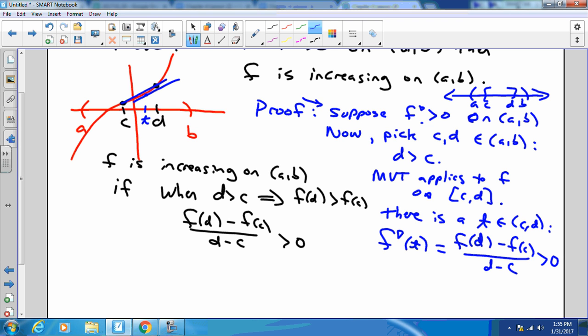On the entire interval. So f prime of t greater than 0 was actually our hypothesis. That's where we started. You could worry about f of d minus f of c being negative and d minus c being negative. Well, I chose d to be bigger than c so that that wouldn't happen. But it could happen if I switched the labels. Yeah.